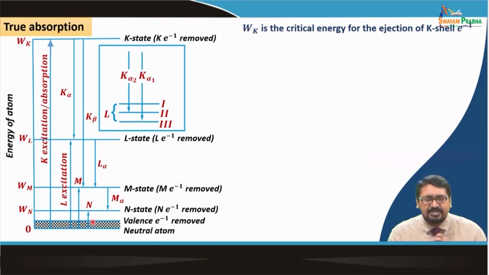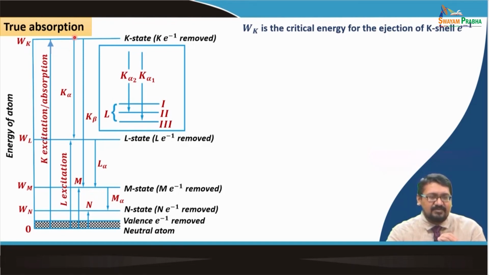Whenever energy of a sufficient level, that is Wk, is enough to eject a K shell electron, the energy for this is this much, from 0 to here. If this much energy is given, then it is able to eject a K shell electron, and the atom is in such an energy state, the K state where the K electron is removed, and then an electron from the L shell goes to the K shell, and is shown like this.